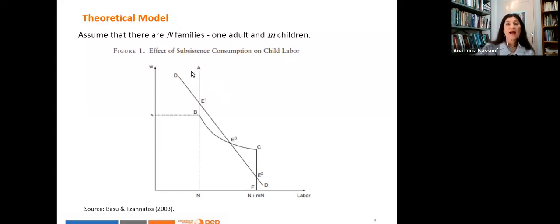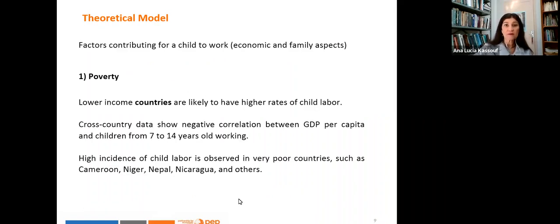However, if we are in a situation like this one, we could ban child labor if they were in equilibrium E2 and the economy goes to equilibrium E1, which is good, without child labor. So this theoretical model helped a lot to understand how this economy works, how child labor works.